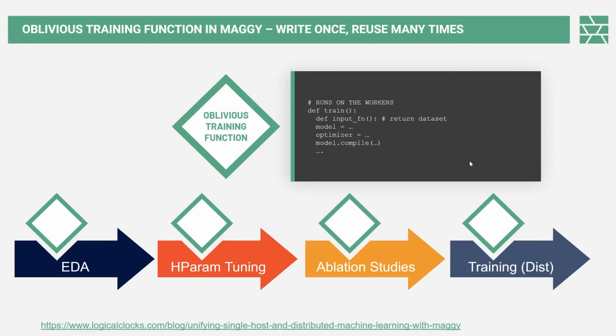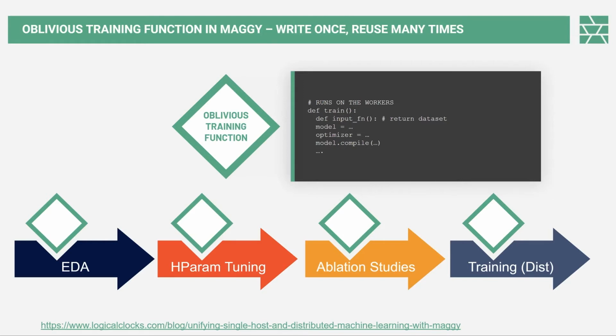If you're using TensorFlow, rewriting your code for distributed training is typically what you need to do. And for hyperparameter tuning, you might rewrite it, and in your notebook you've rewritten it. And it's very hard then to move iteratively forwards and backwards through these phases. So what we have is a framework called MAGGY that enables you to do this.